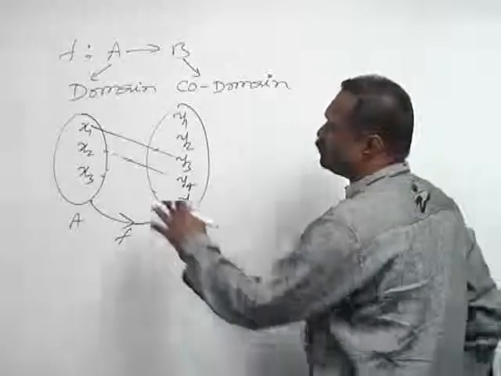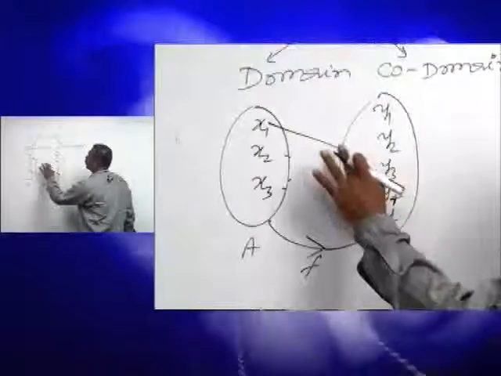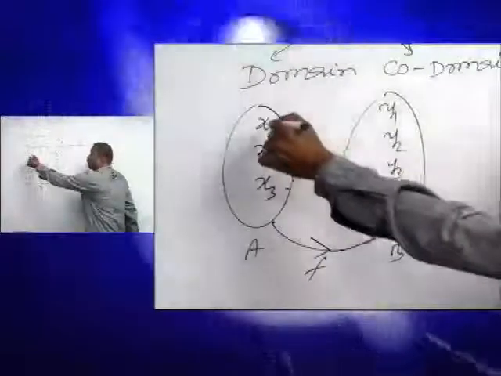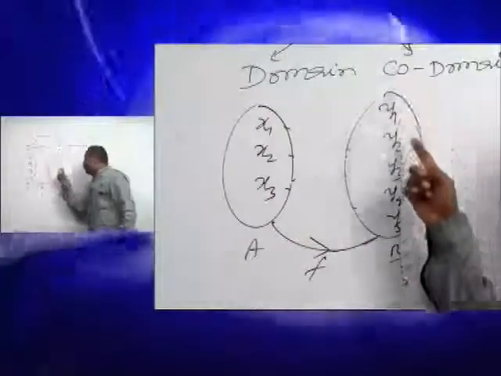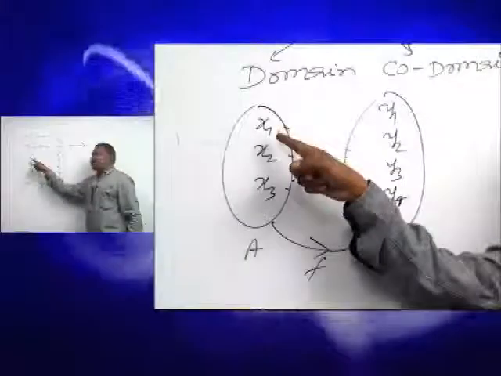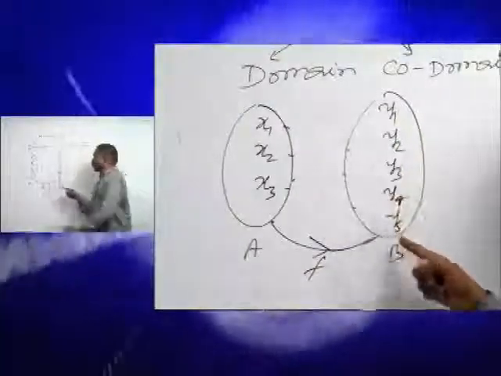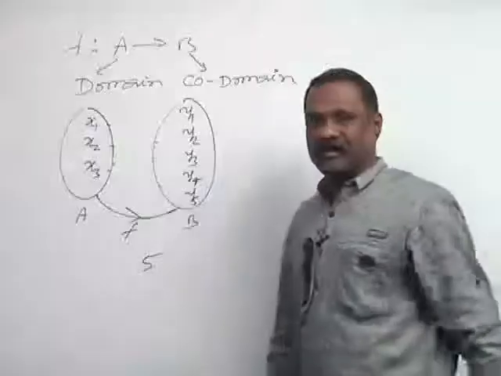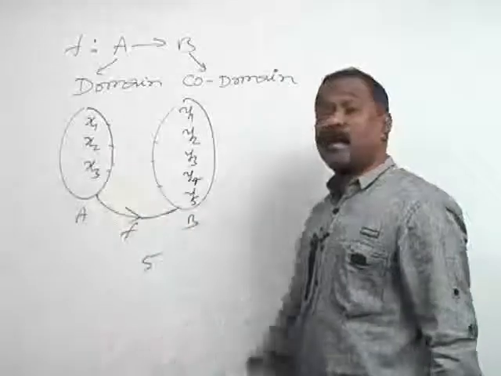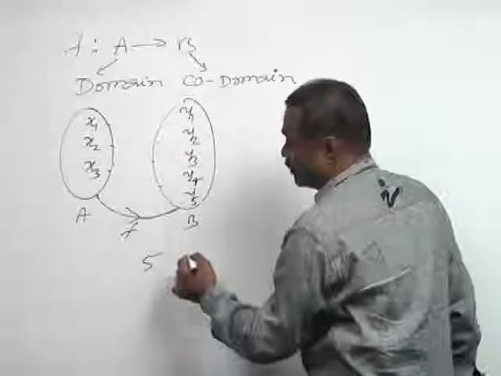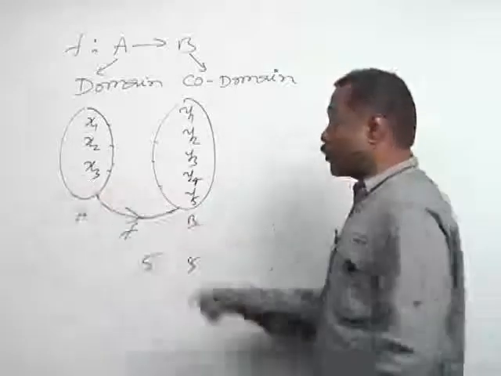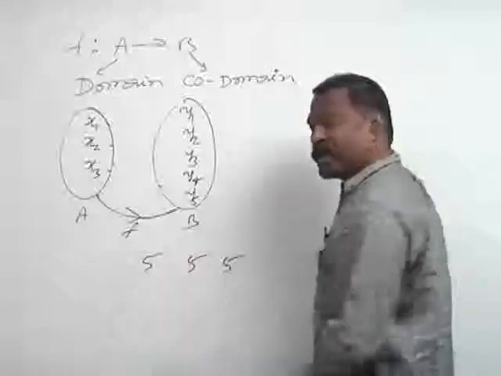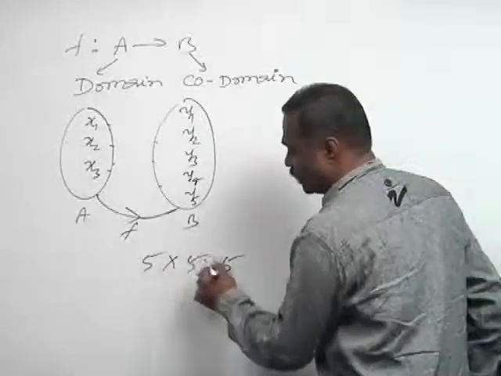So now here we are interested to know how many functions can be formed in this case. Now, x1 can be associated to any one of these 5. That means x1 has how many chances here? 1, 2, 3, 4, 5. So x1 has 5 chances. And similarly, x2 has also 5 chances, and x3 also has 5 chances to be associated. So first operation 5, second operation 5, third operation 5. So it is nothing but 5 into 5 into 5.